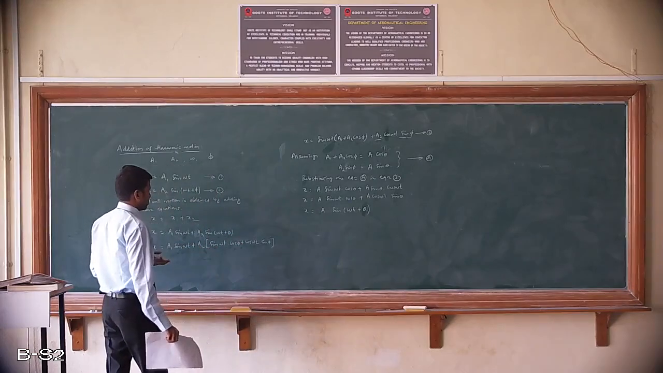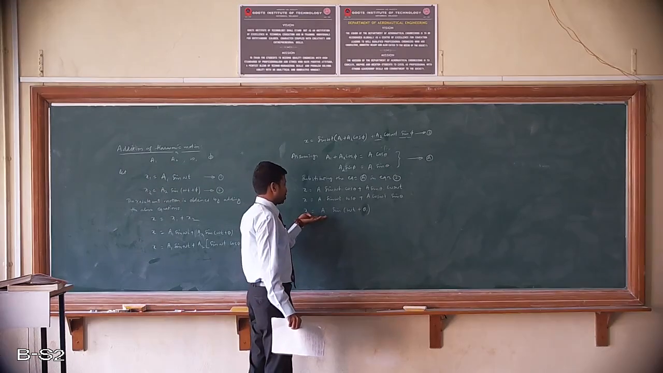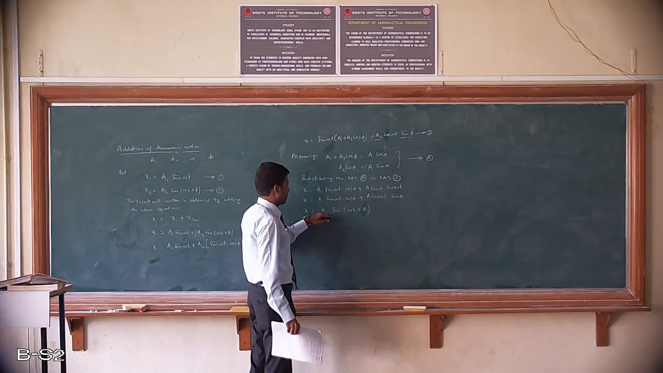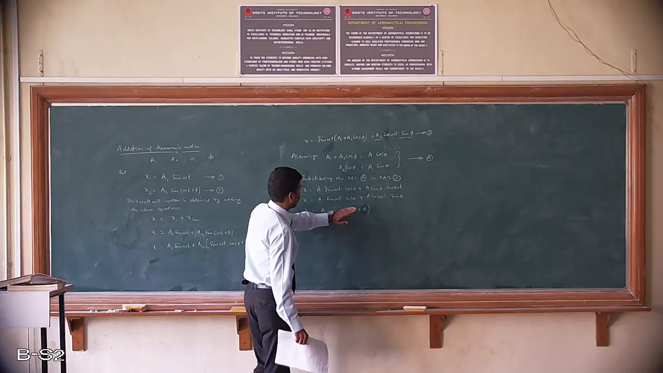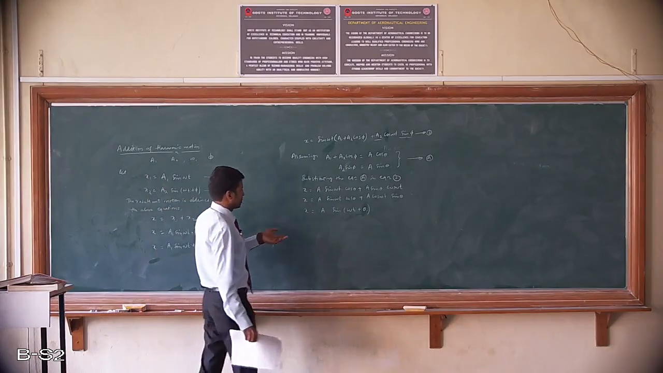So after adding two harmonic motions, if I find out my resultant, it is also a harmonic one with an amplitude of A and phase difference of theta.